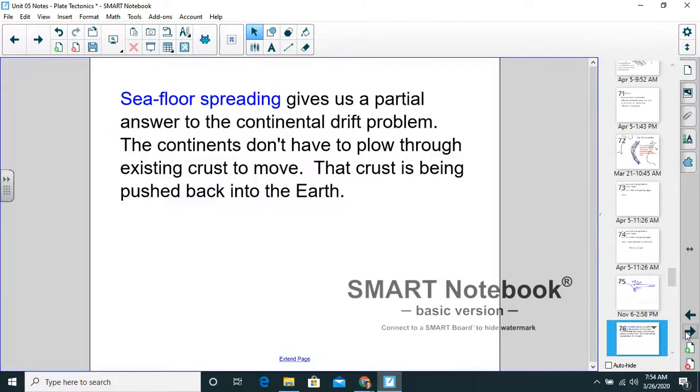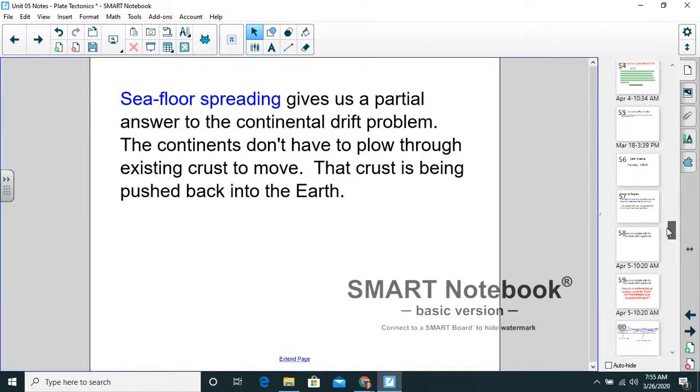Seafloor spreading gives us a partial answer to the continental drift problem. The continents don't have to plow through existing crust to move because that crust is being pushed back into the earth. It's being used up, destroyed, something. Now, of course, this leads to more questions. What's the mechanism for how all this works? But that's going to be another lesson. So today we were looking at seafloor spreading.